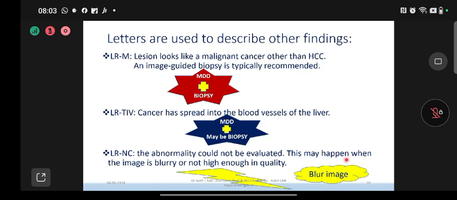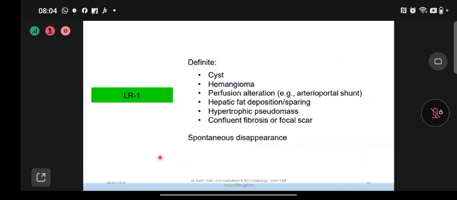Then there are a few other things in addition to this LR1 to LR5. You should know what is LRM. LRM is when you feel that the lesion is a malignant cancer, but it is other than HCC, then you are going to put it as an LRM. Generally, this goes to MDT and then they go for biopsy. And LR-TIV, that is tumor in vein appearance. Whenever the tumor invades the vessel, that is when we are going to put them as tumor in vein. And LR-NC is when the images are not good.